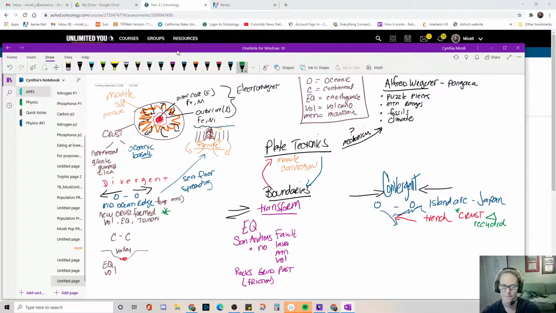It's recycling the crust at the same rate that it's forming the crust. So the Earth is not getting bigger or smaller. It's an irregular cycle. Pretty cool.